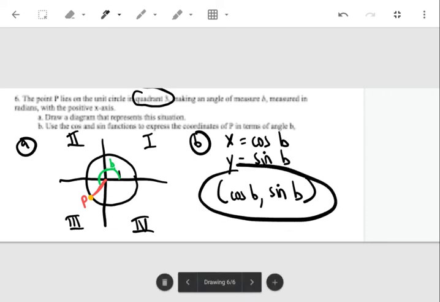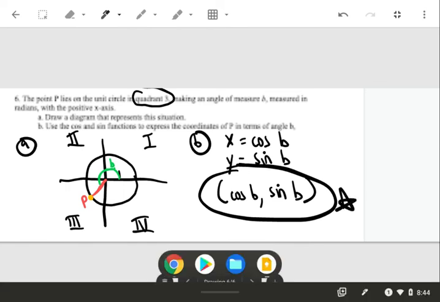If we knew the measure of angle B, we could figure out the x value by taking the cosine of that angle, and we could figure out the y value by taking the sine of the angle. So the coordinates in general are going to look like this, okay? And that is it for number 6.